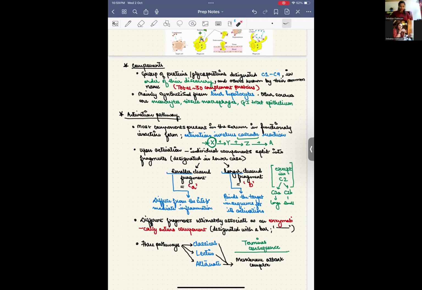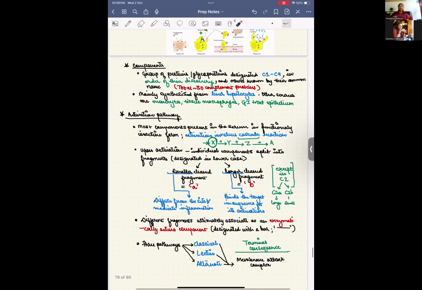The smaller fragment is going to diffuse out from the site of its cleavage and mediate inflammatory functions. The larger fragment is going to bind to the next protein in line, in sequence, and eventually bring about cleavage of it and activate this other protein.